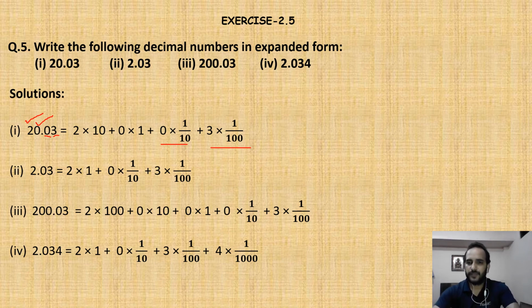How we count the place value of the given number: whenever we have been given any value here, like 2.034, here we have the place value of 0 as tenth, then hundredth, then we have 4's place value thousandth. And 2's place value is 1 here, so 2 into 1, then 0 into 1 by 10, 3 into 1 by 100, 4 into 1 by 1000. So for any given number, you need to count the place value, understand what the place value is, and then multiply it to write in expanded form. So I hope this question number 5 is clear.